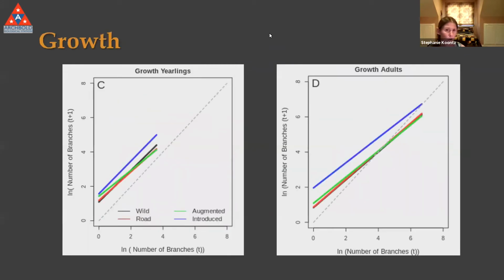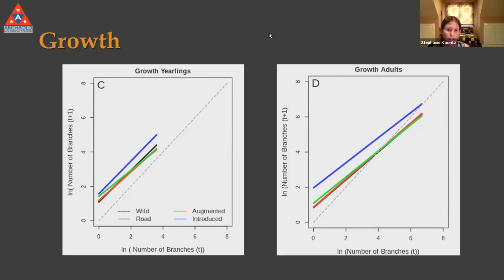Next, if we look at growth, again, we have yearlings on our left and adults on our right. We still have the number of branch tips on our x-axis, and it's increasing in size. But this time we have the predicted number of branch tips in your second year. So we wanted to know, are plants growing or are they decreasing in size from year to year? This dashed line going kind of horizontal across the middle of each figure is again showing positive growth on the top side and negative growth on the lower side.